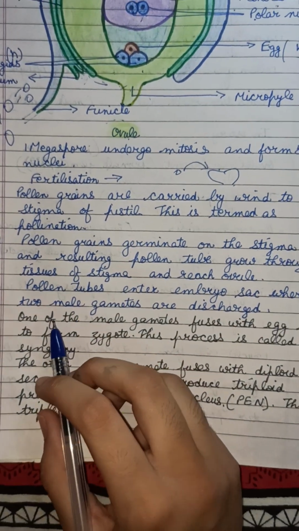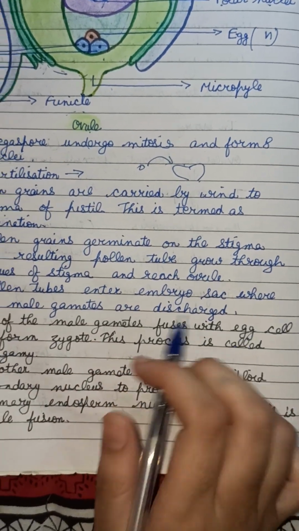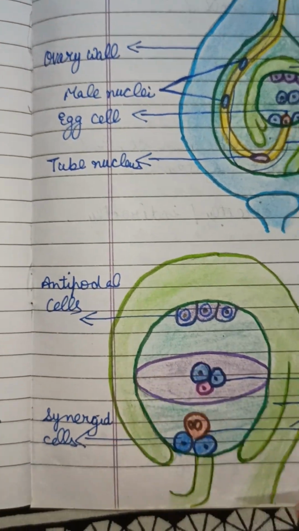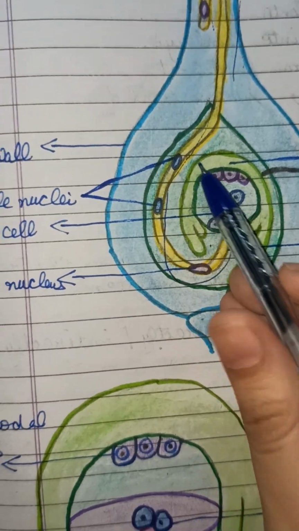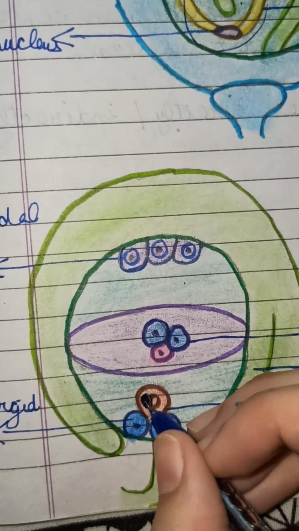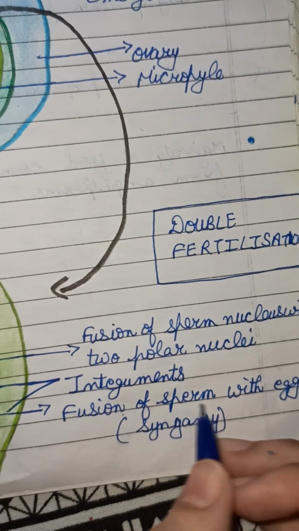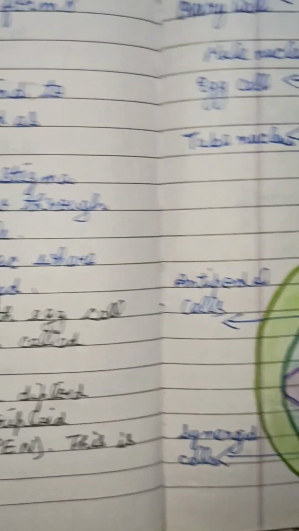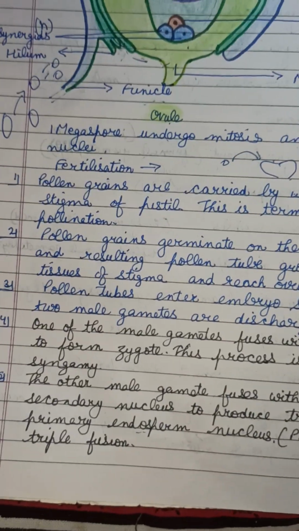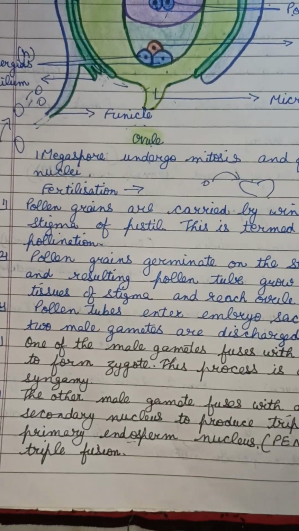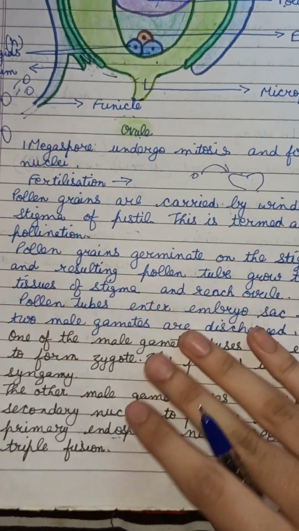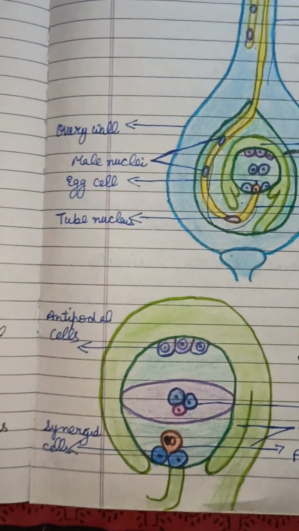Now one of the male gametes fuses with the egg cell to form zygote. Now here you can see these were our two male gametes. One of the male gametes will fuse with this egg cell. Here I have drawn this, our fusion of sperm with egg, that is syngamy. And the other male gamete fuses with the diploid secondary nucleus to produce the triploid primary endosperm nucleus, that is triple fusion.